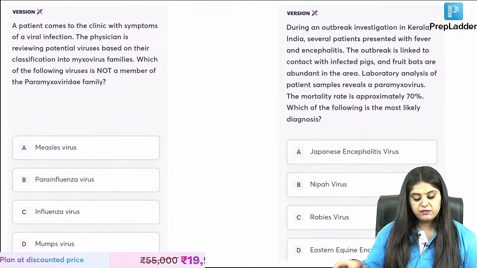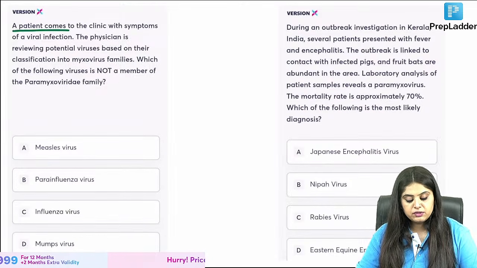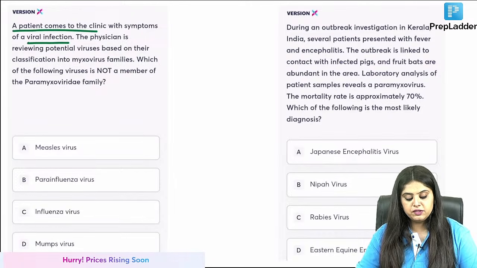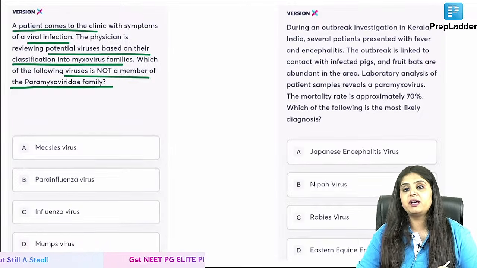Sorry, it's a little bit of a small font, but I wanted to show you the exact question. A patient comes to the clinic with symptoms of viral infection. Physician says potential viruses are based on the myxovirus family. Which of the family or viruses is not a member of Paramyxoviridae?